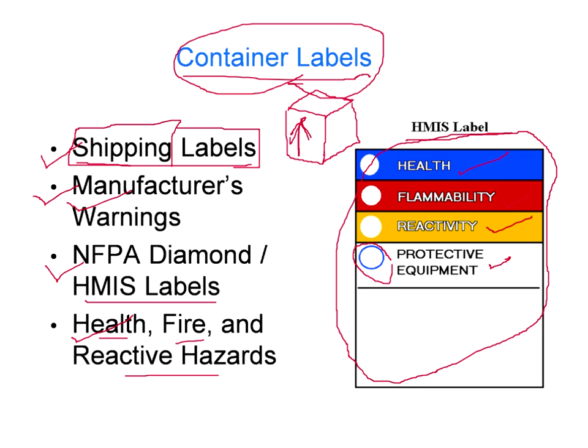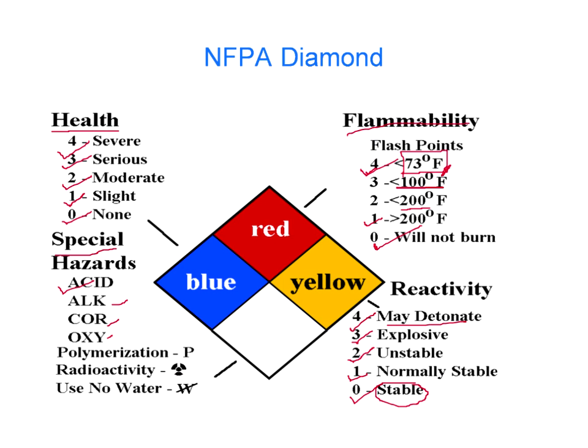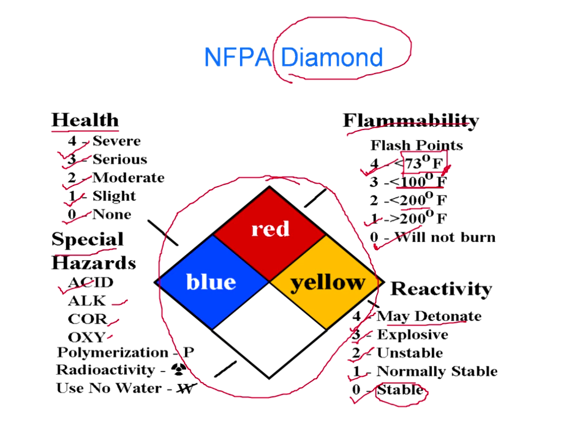Flame, a gas or chemical, whatever it is. And for reactivity, they have given the same numbers. Number 4 may detonate. May detonate means very dangerous. Number 3, it may explode. Number 2, it is not stable. It might explode or it might not explode.